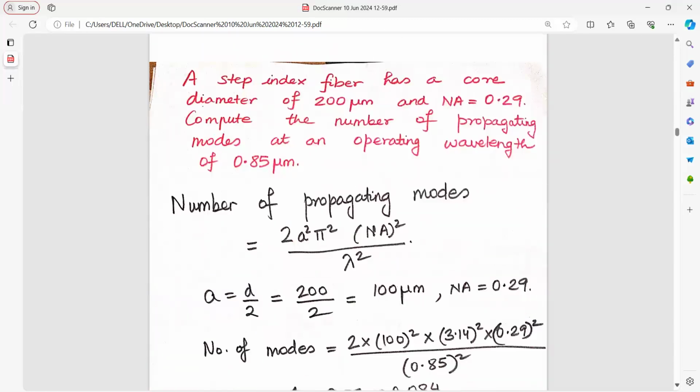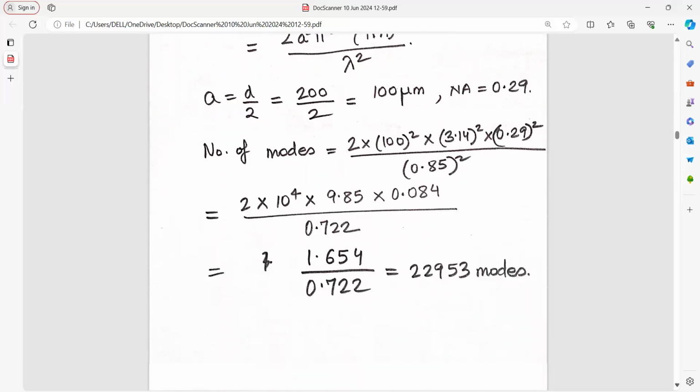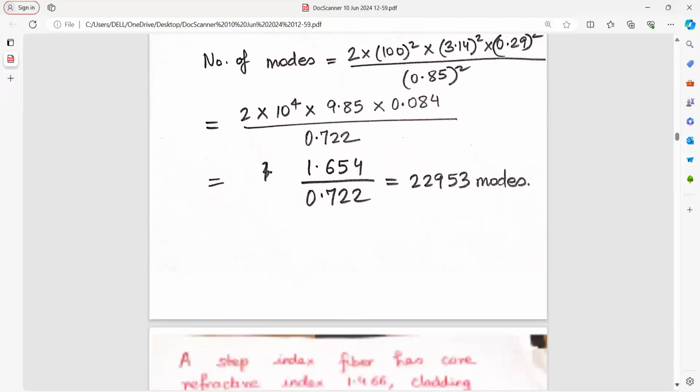Step index fiber has a core of this much diameter. Numerical aperture is this. You have to find the number of propagating modes at an operating wavelength of this. So number of propagating modes is 2a square pi square Na square upon lambda square. Straight away put the values and you get your answer for number of modes.